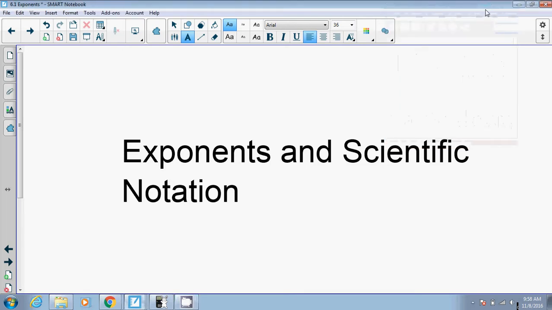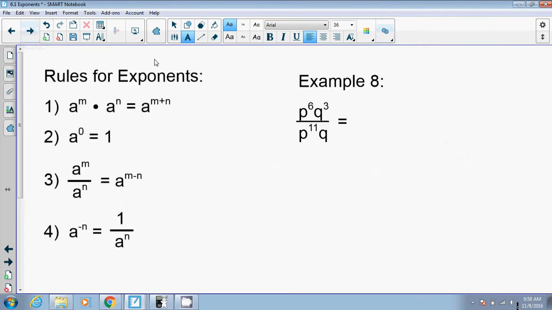This video is for exponents and scientific notation. So in the past few videos we've talked about the rules of exponents. Now we're going to kind of combine them all together. So we're going to have to determine which rule of exponents to use in order to simplify these problems.